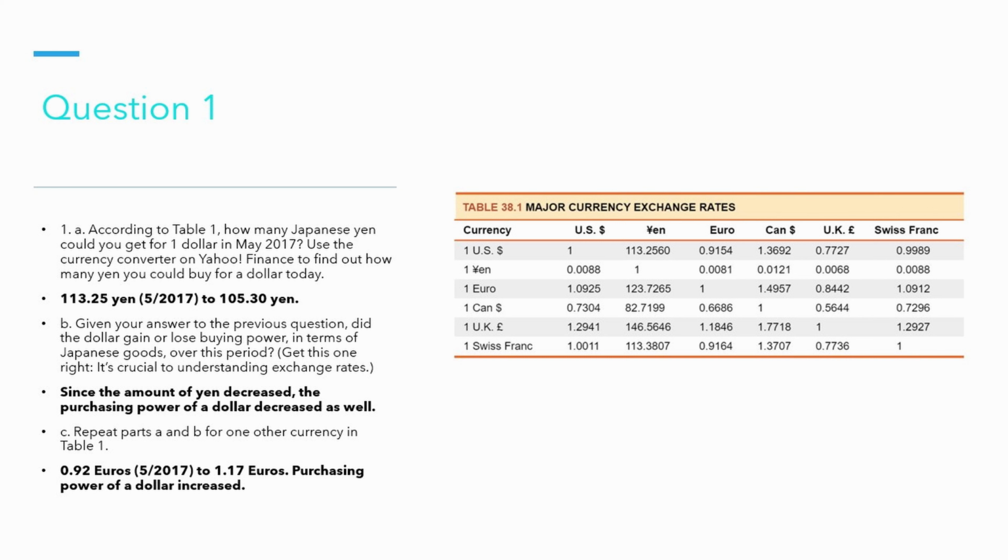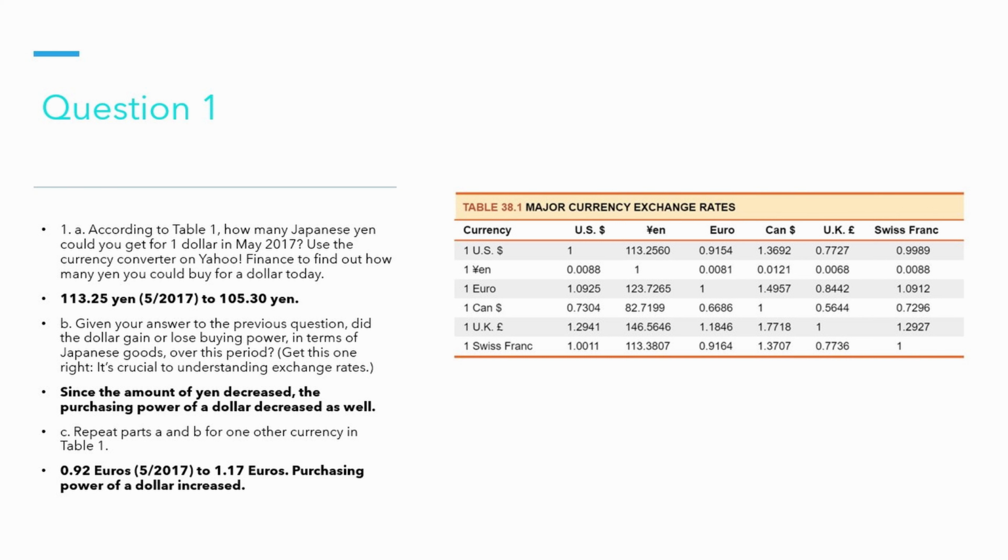Given our answer to the previous question, did the dollar gain or lose buying power in terms of Japanese goods over this period? Since the amount of yen decreases, it's like saying the quantity we can get with $1 also decreased, meaning that the purchasing power of a dollar decreased as well. Part C, we're asked to take another currency and repeat the process we did in A and B.